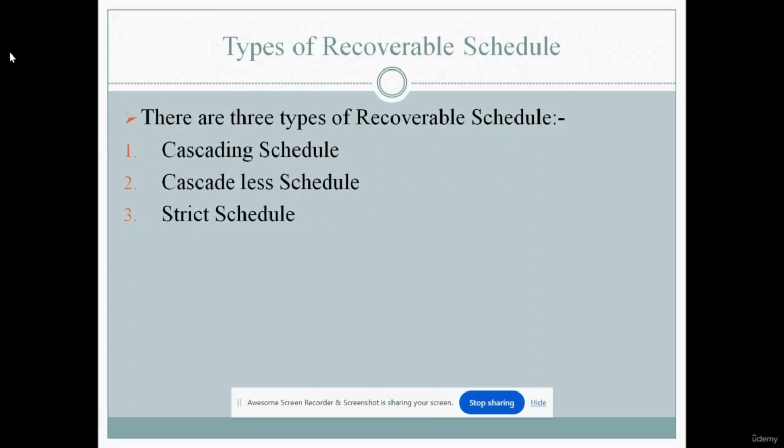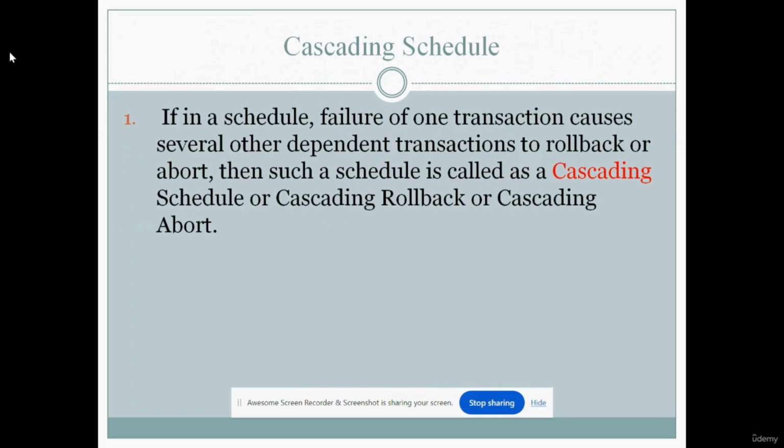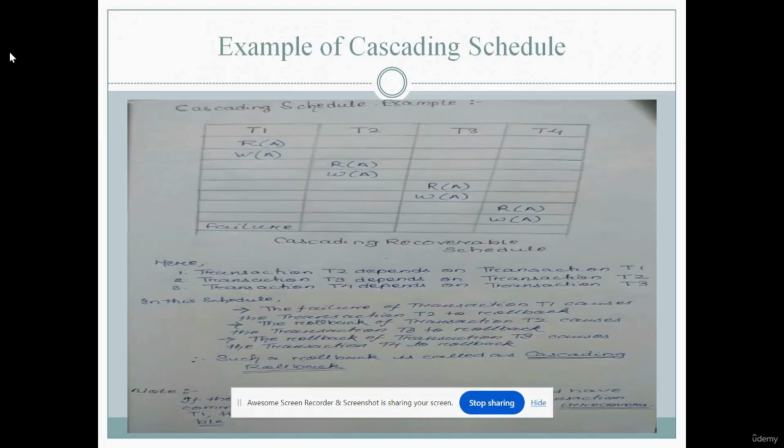Coming to the types of recoverable schedule, there are three types: cascading schedule, cascadeless schedule, and strict schedule. Now coming to the first one, that is cascading schedule. If in a schedule failure of one transaction causes several other dependent transactions to roll back or abort, then such a schedule is called a cascading schedule or cascading rollback or cascading abort.